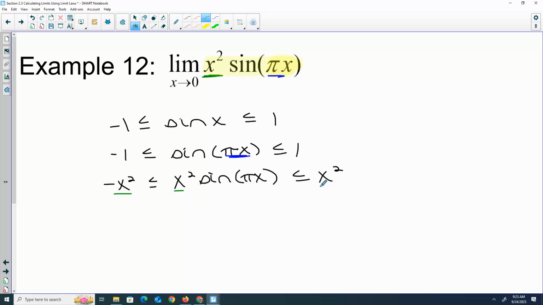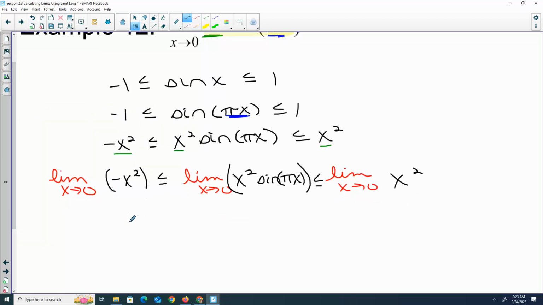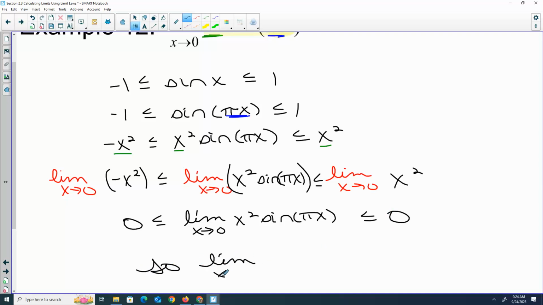What do we need next? Is it equal to 0? So I'm going to add my limit to each piece. Okay, I can't do the limits in the middle, but left and right we can. What's this one turn into? 0. And this one also turns into 0. So we found the limit as we approach 0 of x squared sine of pi x is in fact equal to 0.